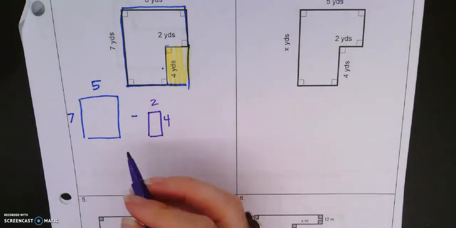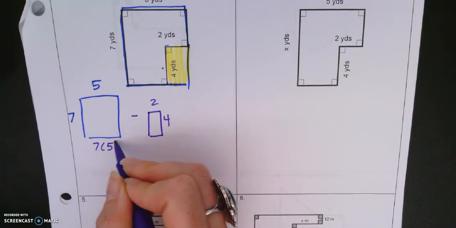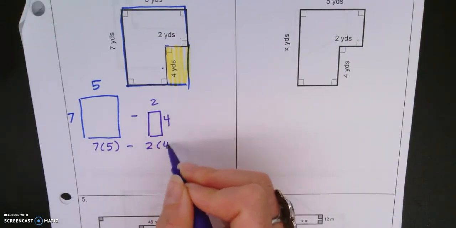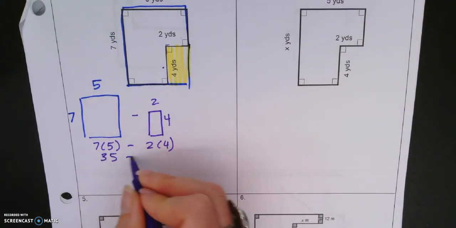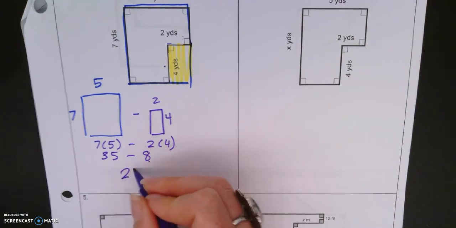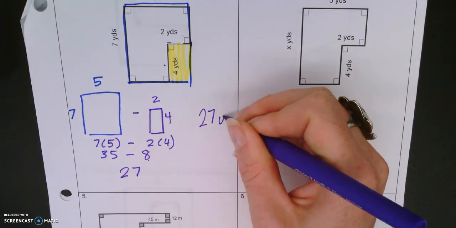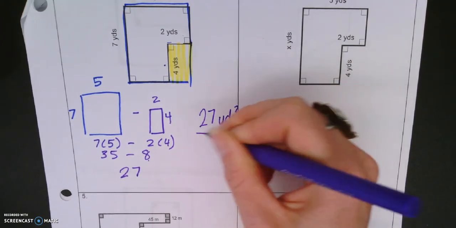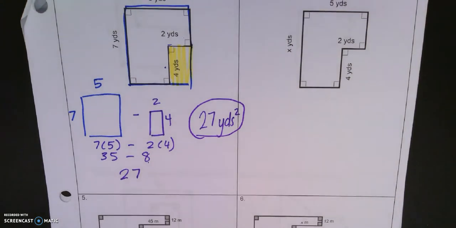So base times height is the area of a rectangle, so we have 7 times 5 minus 2 times 4. 7 times 5 is, that's right, 35. 2 times 4 is 8, and what's 8 less than 35? 27. So our answer is 27 square yards. Cool.